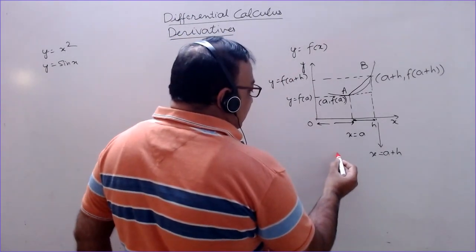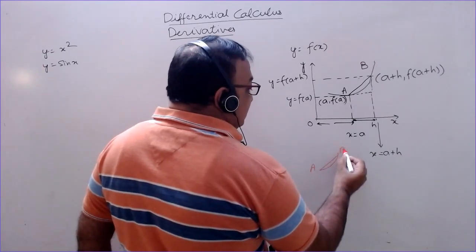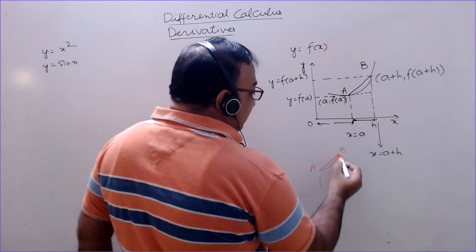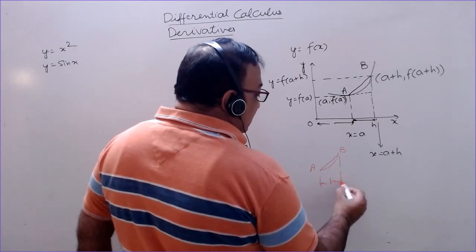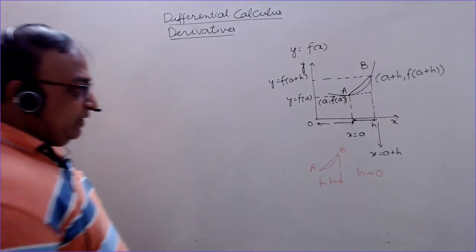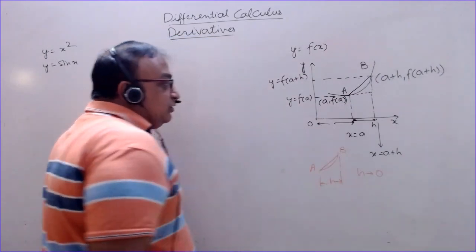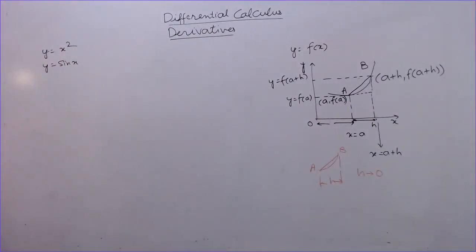I will show it separately here. This is the curve and AB is a straight line. The gap between the points is equal to h. h is very small, tending towards 0. So AB can be approximated as a straight line; there is not much difference between the length of the curve and the length of the straight line. With the help of this you can define the differential coefficient, or the derivative.